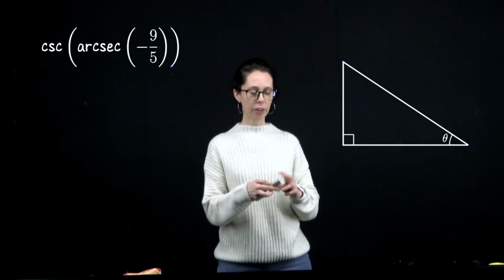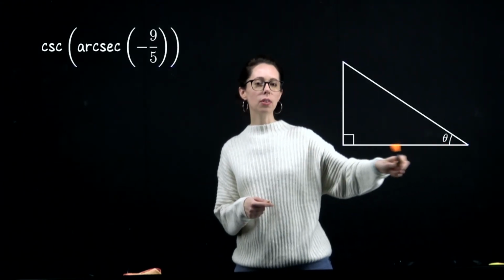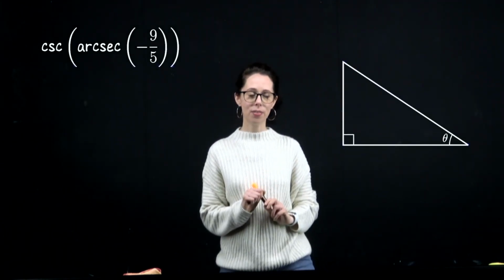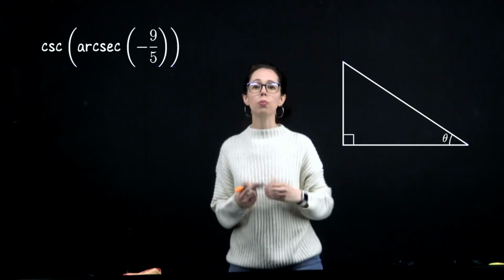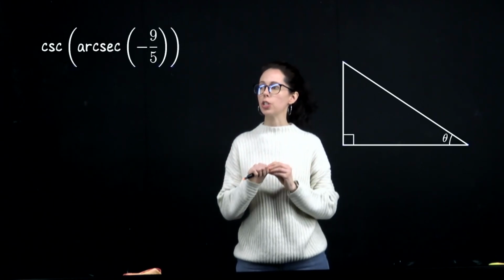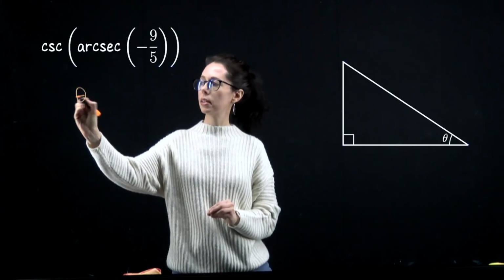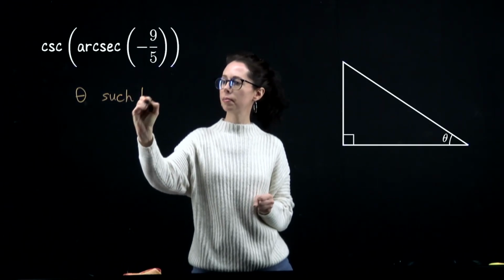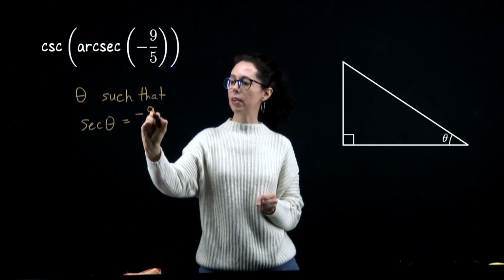In this particular configuration, this is where the origin is located. This is the x-axis. Values along this side of the x-axis are negative, whereas the y-axis, not pictured, is positive. And we want to imagine that the hypotenuse of this right triangle is like a ray extending into the second quadrant. So what is the inside expression doing? Arcsecant of -9/5 means we want to think of this angle theta as satisfying, so this is theta, such that secant of theta is -9/5.